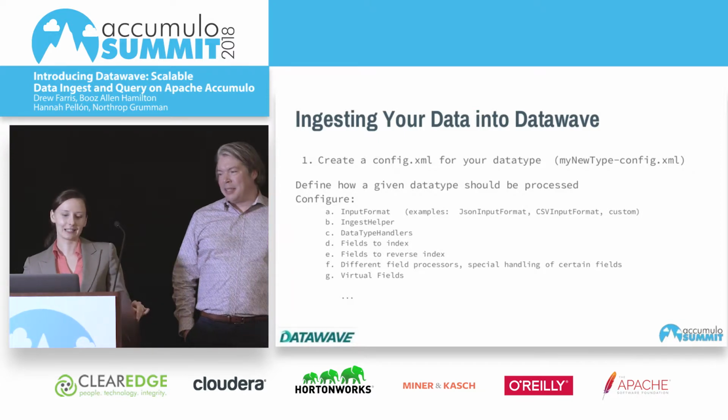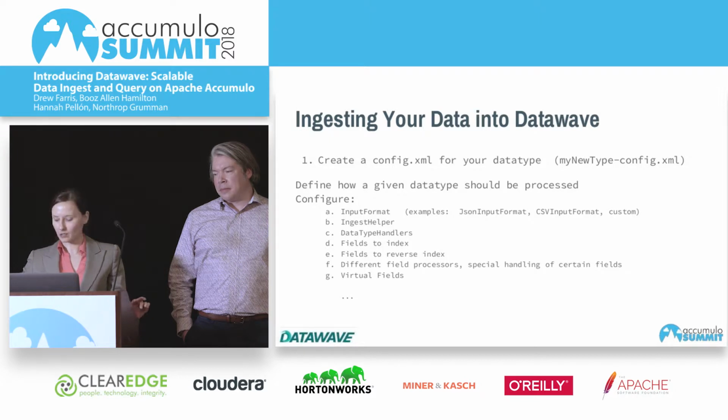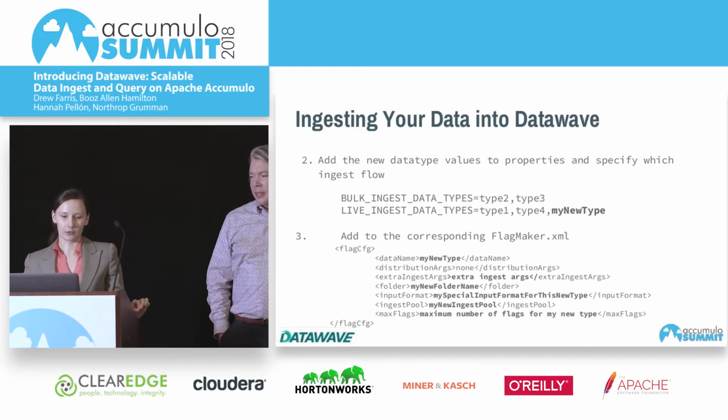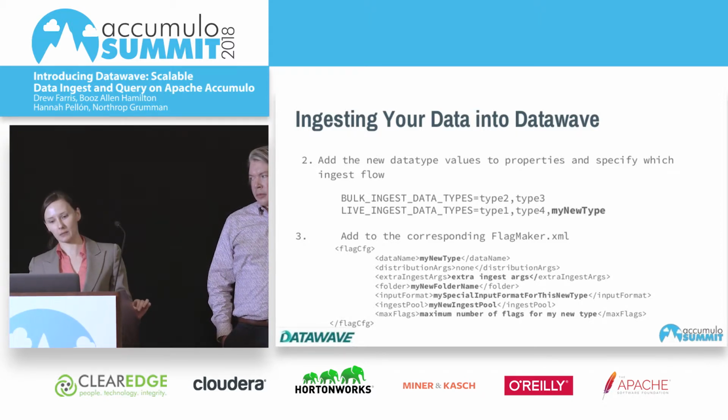So what fields to index or reverse index and how to handle them, what normalizers to use, and so forth. Then you'll need to decide whether you want your data type to go into the live flow or the bulk flow and configure it accordingly. In your profile under the properties directory, there are some arguments to do that. In this particular example, I've added my new type to the live ingest data types.